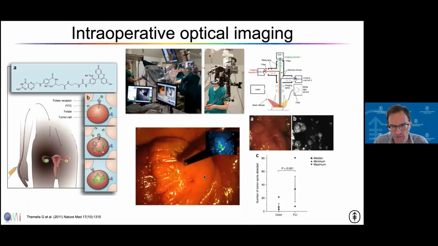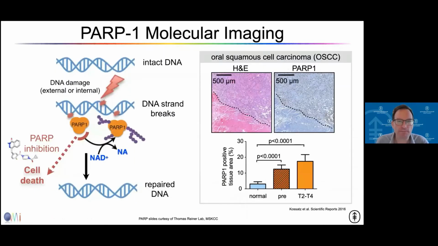And this is important for debulking surgery, where they try to remove as much peritoneal disease as possible. Because, of course, every little lesion left behind will give rise to recurrence. Here's an example from the former Rainer lab, Novartis, where they're looking at PARP imaging.